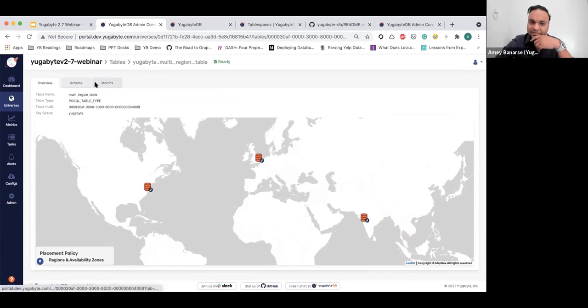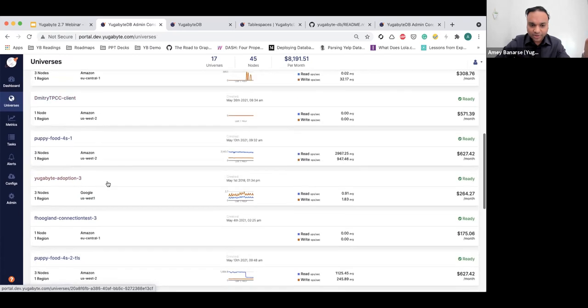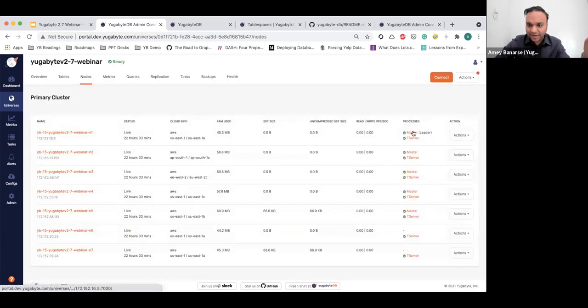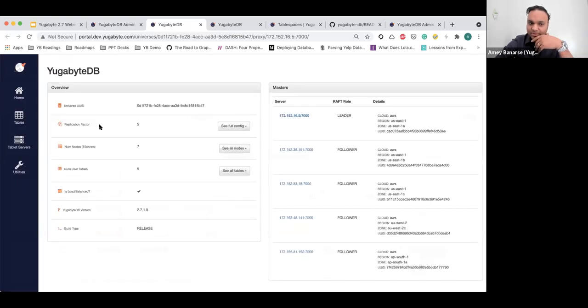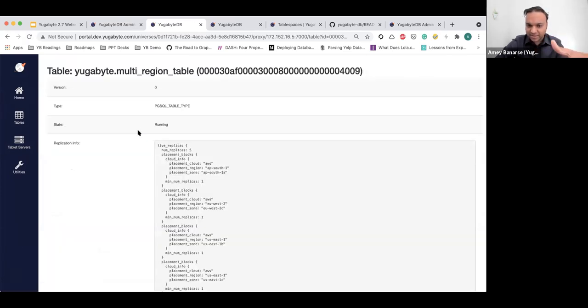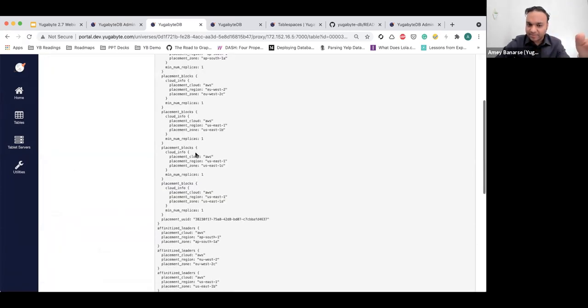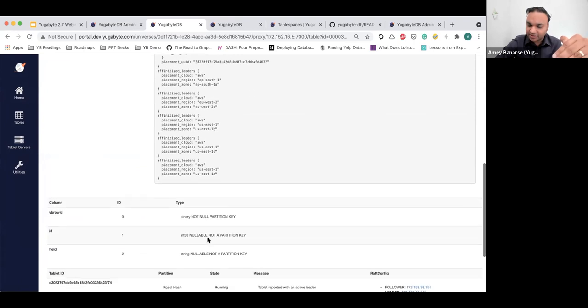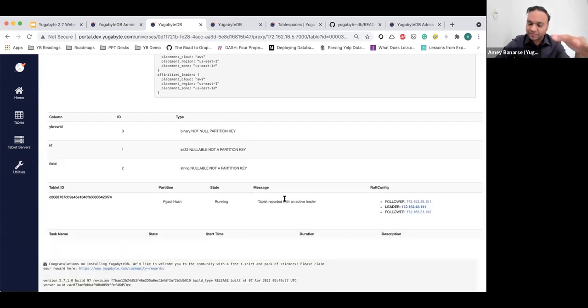And if you are interested in taking a look at how exactly these tables are sharded, you can go onto the universe again and click on how exactly my master is sharding these tables in terms of metadata. Click on the tables, and now you can see that in the multi-region table that we have created, there are 5 replicas, and you quickly see affinitized leaders, how they're spread across different geographies, and how we take care of sharding and rebalancing the data using Raft as a consensus algorithm.